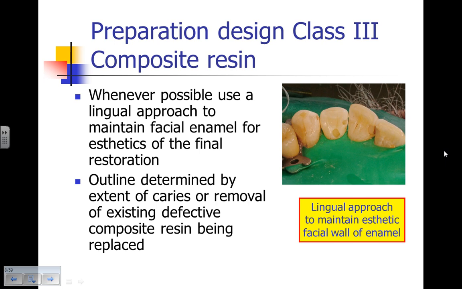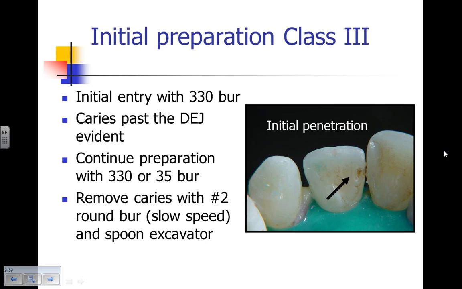Our outline form is determined by the extent of the caries or the removal of an existing defective composite restoration that's being replaced. Our initial penetration is with a 330 burr, where in this case we can see the caries has gone past the DEJ once we've penetrated the enamel with our initial preparation. We can continue our preparation with a 330 burr or a 35 inverted cone burr. We can remove caries with a number 2 round burr using a slow speed or spoon excavation depending upon the extent of the caries.